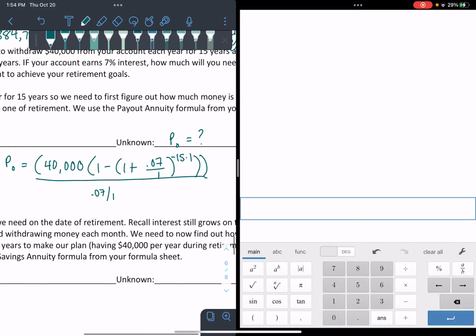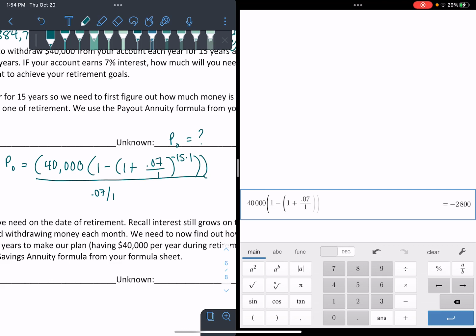Okay, so let's put that in. So we've got 40,000, parentheses, 1 minus 1 plus 0.07 over 1. You don't really need to write the over 1, but I'm going to do it anyway just so everybody can see what I'm writing there and why we're doing it that way. A to the B to get that exponent. Negative 15 times 1.